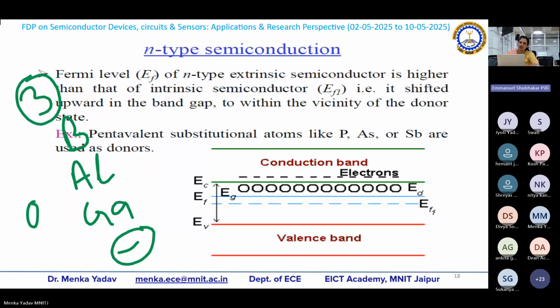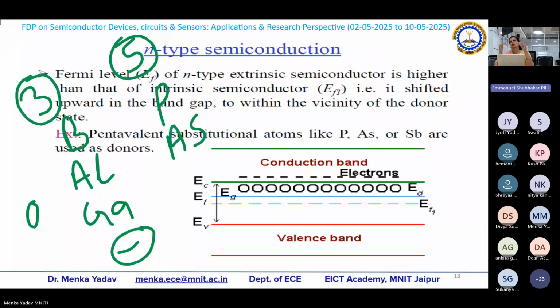If you have a pentavalent impurity, like phosphorus or antimony, there are 5 electrons in the outermost shell. 4 electrons are used to make the covalent bonds. So 1 electron in the N-type semiconductor is free to move. That free electron has higher energy as compared to the others. That is going to go into the conduction band, right?